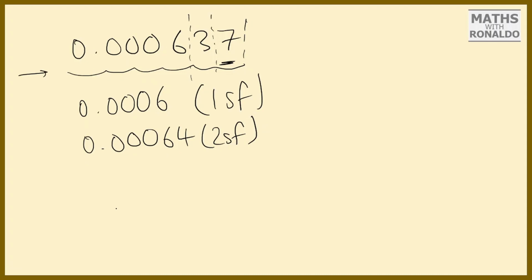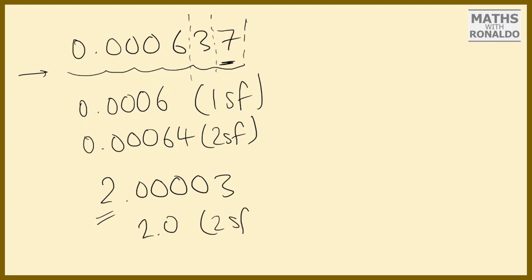Now sometimes you may get numbers such as 2.00003, and when rounding to a number of significant figures, if we were to round to 1 significant figure, we'd just have the 2 here. If we were to round to 2 significant figures, these zeros do matter because they're after the 2. So this number to 2 significant figures would just be 2.0. We would not go all the way to the 3. That wouldn't be significant figures. If we went all the way to the 3, we'd be rounding to 1, 2, 3, 4, 5, 6 significant figures.